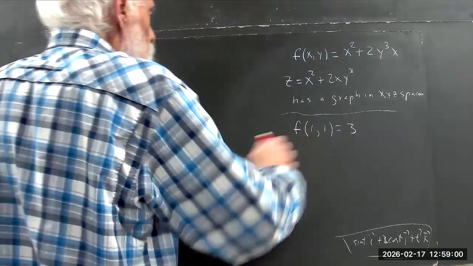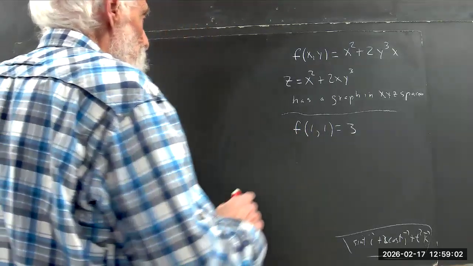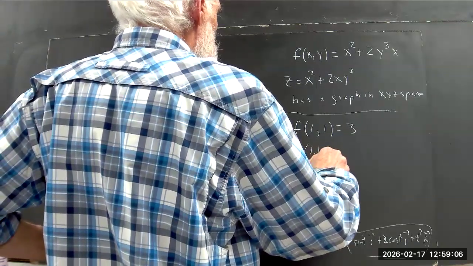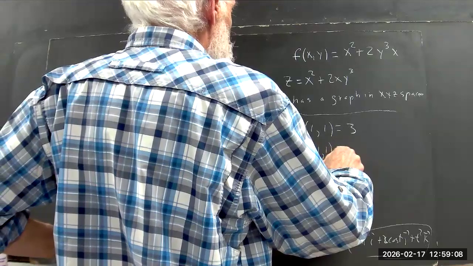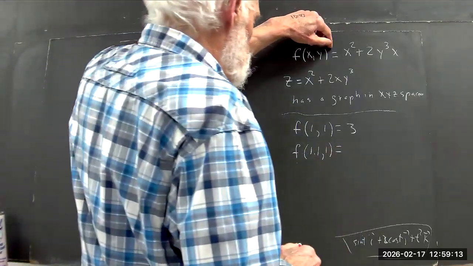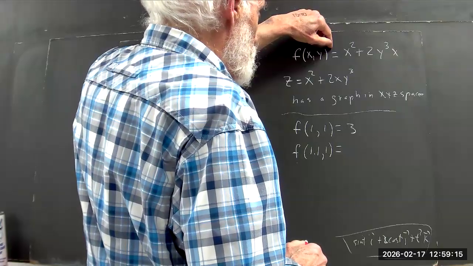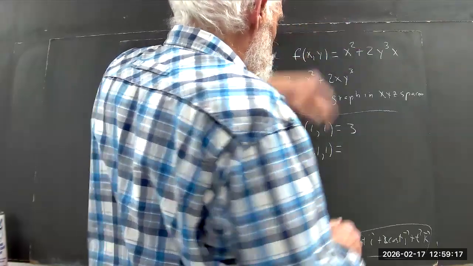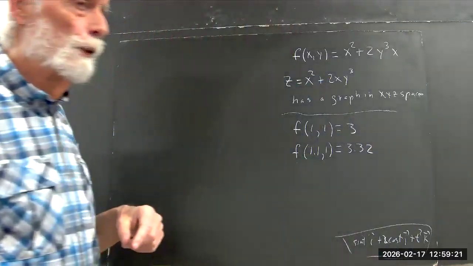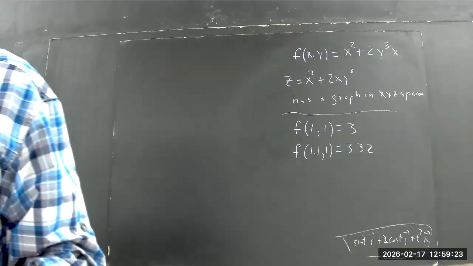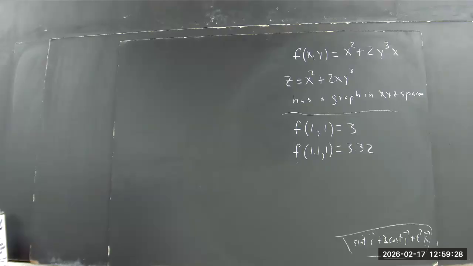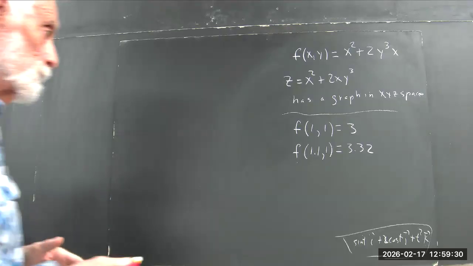Okay, so f of 1, 1 equals 3, and f of 1.1, 1 equals, let's see, that's going to be 1.21, and that's going to be 2.2. So that should be 3.32, I think. Okay, let's pretend that's right anyway. We'll check it out in a minute and see if it makes sense.